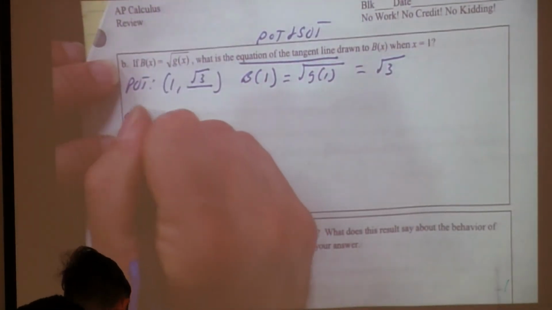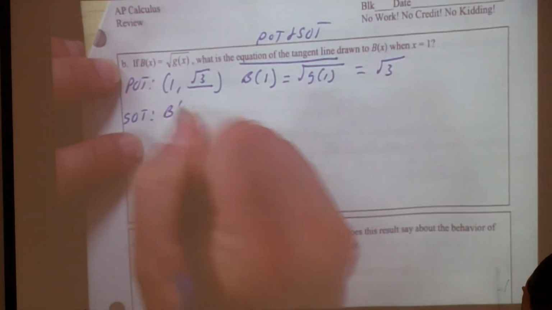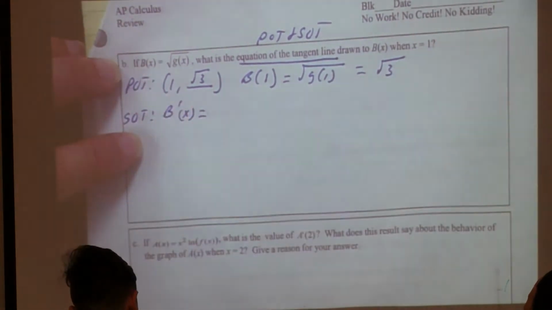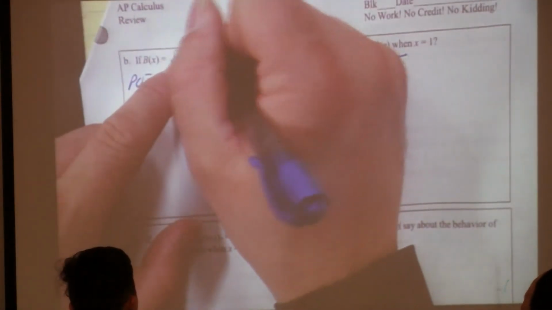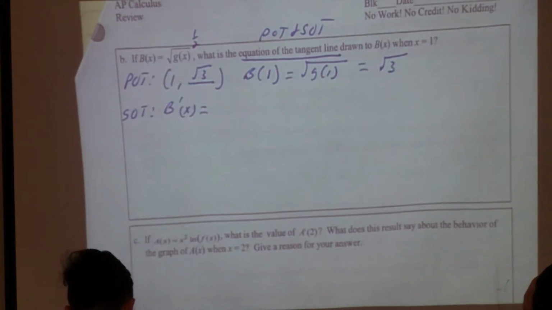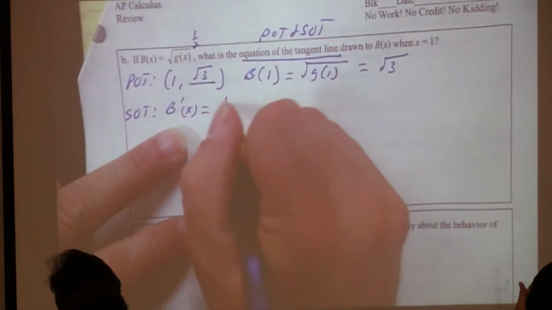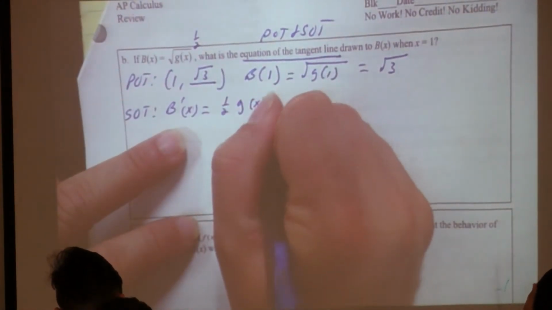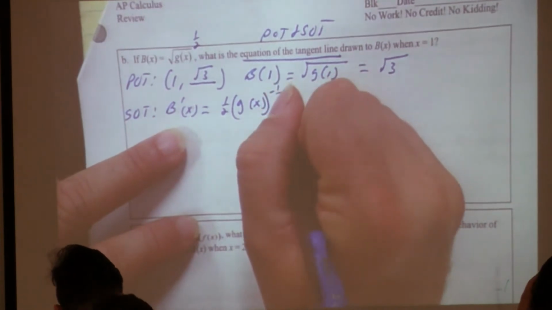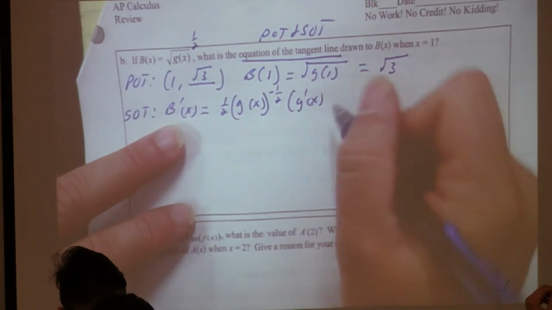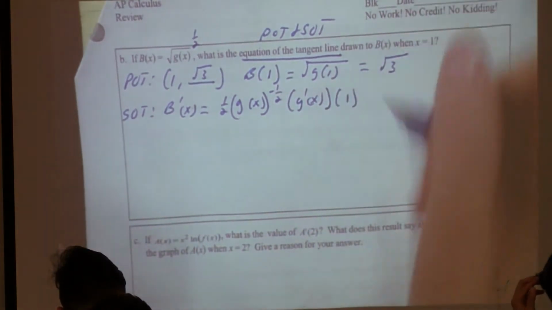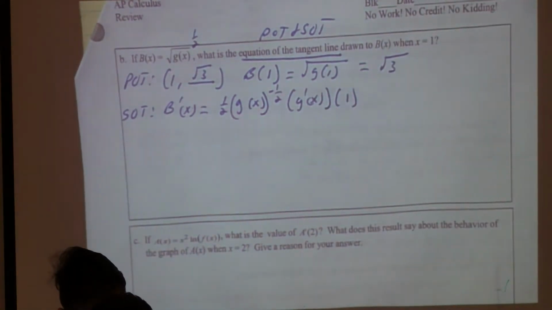Okay, second thing is my slope of the tangent line, so that means I need B prime of x. So what's the derivative of B going to be? Remember that this is g of x to the 1/2. 1/2 g of x to the negative half times g prime of x times 1. Beautiful. It's chain rule, right? It's got layers, like ogres.